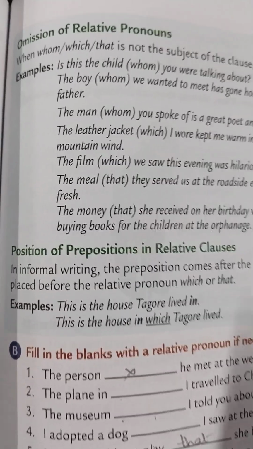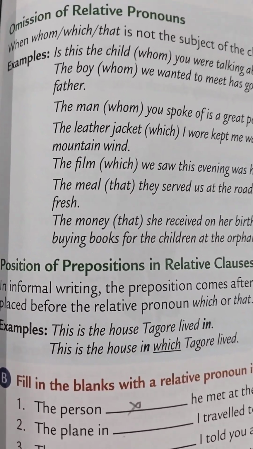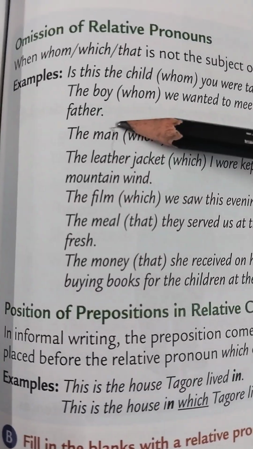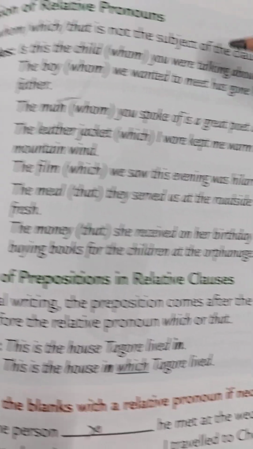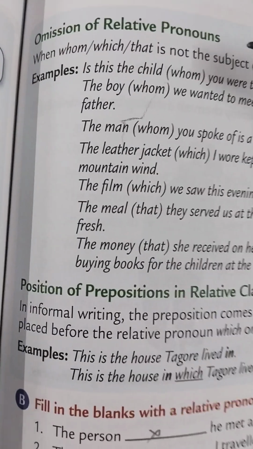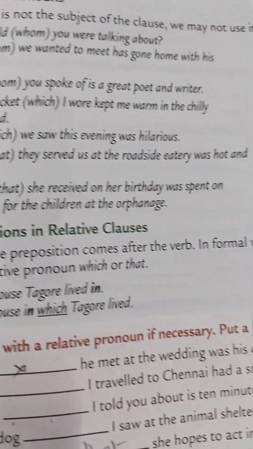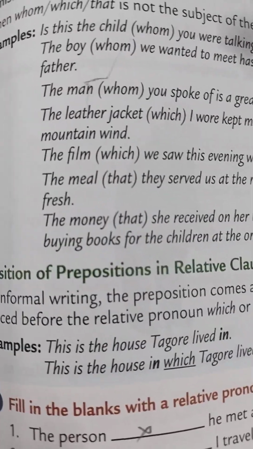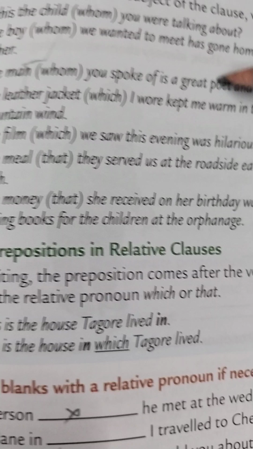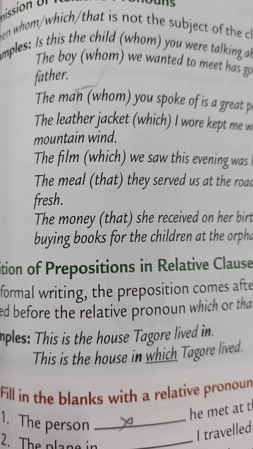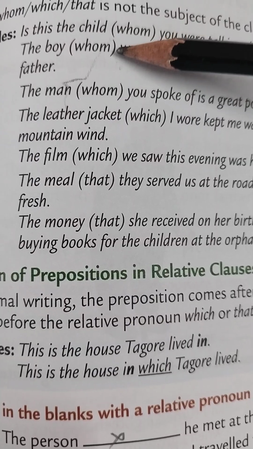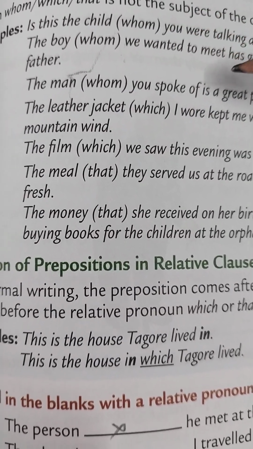Now, omission of relative pronouns. Where do we omit the relative pronouns? When whom, which, that is not the subject of the clause, we may not use it, which means we can omit them. For example, the boy whom we wanted to meet has gone home with his mother. So we can omit the relative pronoun whom here, and we can write the sentence: the boy we wanted to meet has gone home with his mother.